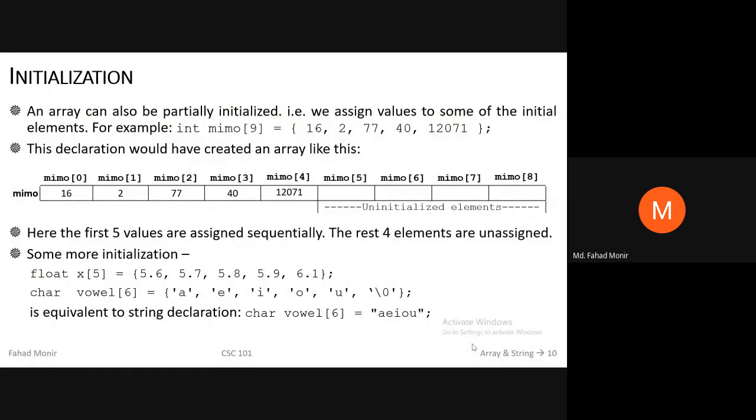For example, memo 9. When I gave memo 9, how many blocks are we assigning? 9 blocks. But how many values have you given here? 1, 2, 3, 4, 5. 5 values. But the rest of the 4 blocks are empty. So those will be uninitialized elements. So those will be empty. So we can keep it like that.